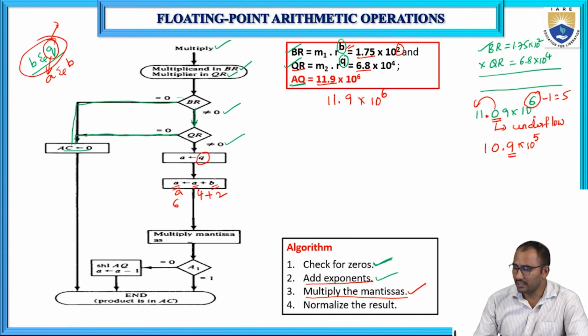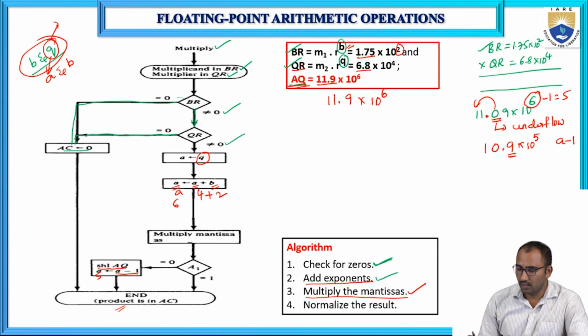What is the exponent of the result, small a? It will be decremented by 1, so a minus 1. The exponent is decremented by 1 and the final value is 5. So 6 minus 1 is 5, and 5 will be stored in small a. And we perform a shift left operation on the data stored in AQ. Then the operation will be finished.